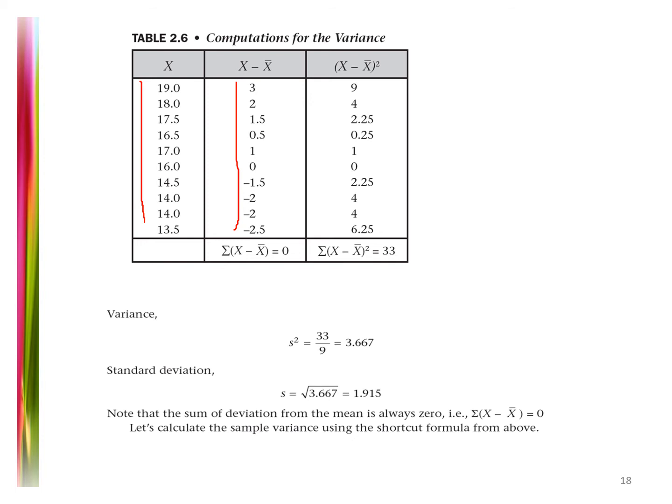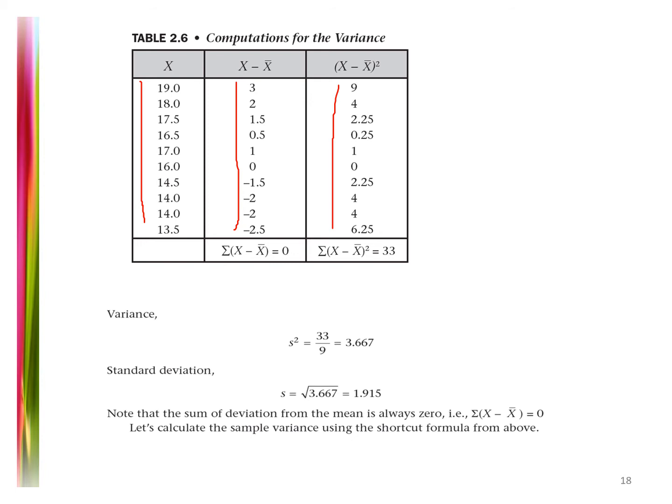Then we calculate these squared values. So 3 squared is 9, 2 squared is 4, 1.5 squared is 2.25, up to negative 2.5 squared, which is 6.25. Important: this is the squared value, so it is always positive, not negative. Also, if you calculate the sum of the x minus x bar column, it should be equal to 0. Theoretically we prove that the summation of x minus x bar is equal to 0. If you get any answer not equal to 0, that means you made some mistake, so you have to check all your calculations.